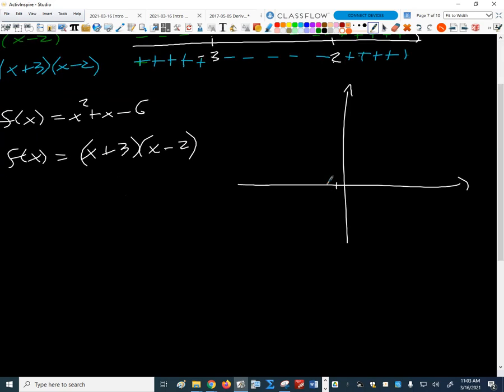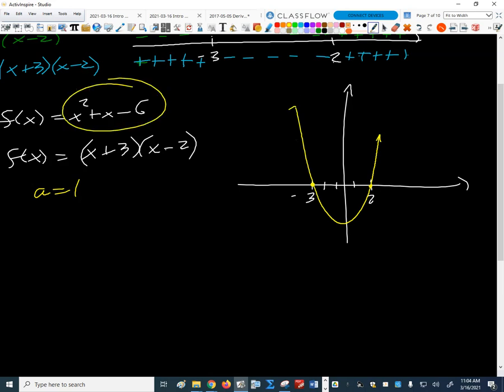We have x-intercepts at -3 and +2, right? And a is 1. So the graph opens up, doesn't it? The parabola opens up. So we know that this parabola is going to be positive valued for values of x greater than 2 or less than -3, and it's negative valued in between. So there's an embarrassment of riches there, all these different ways we could solve that problem.